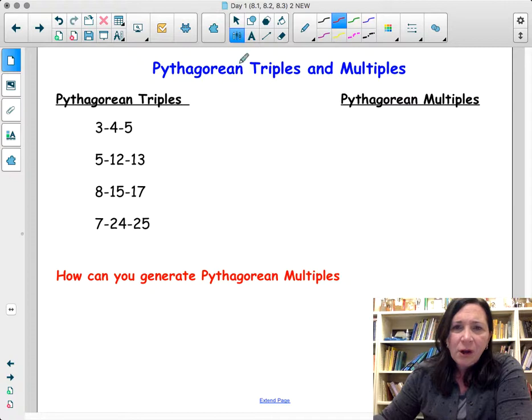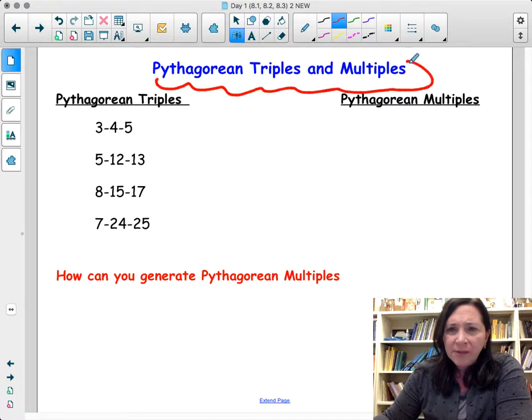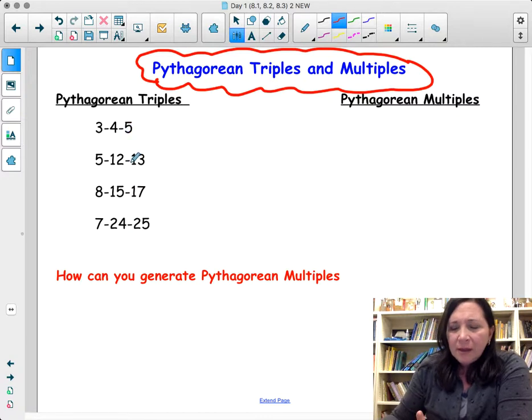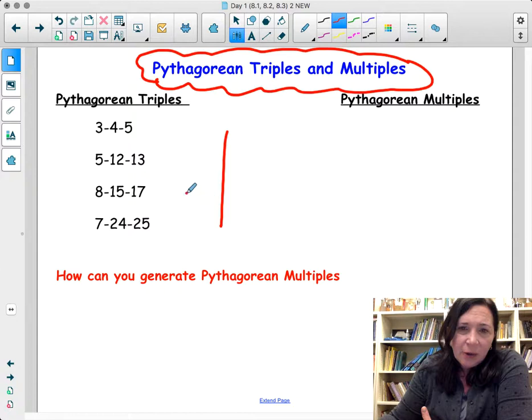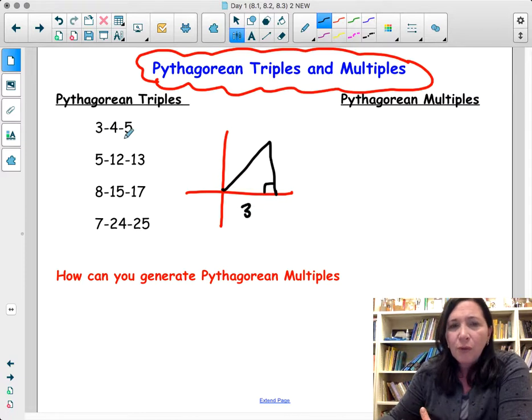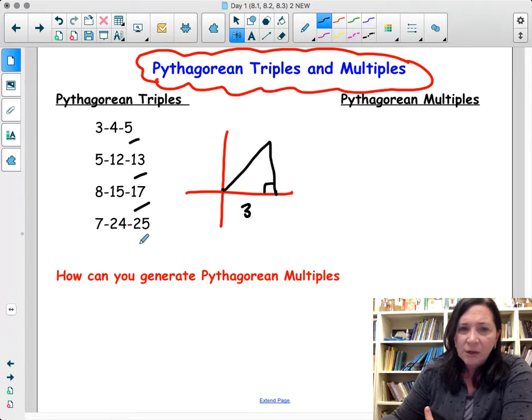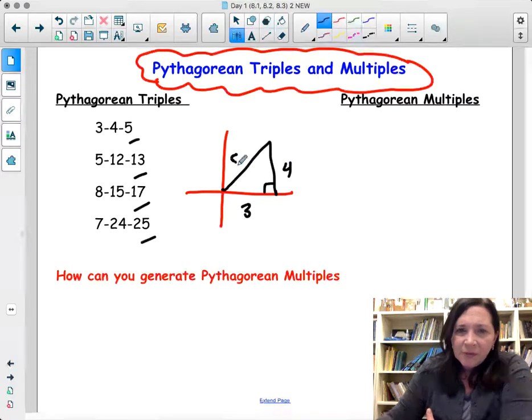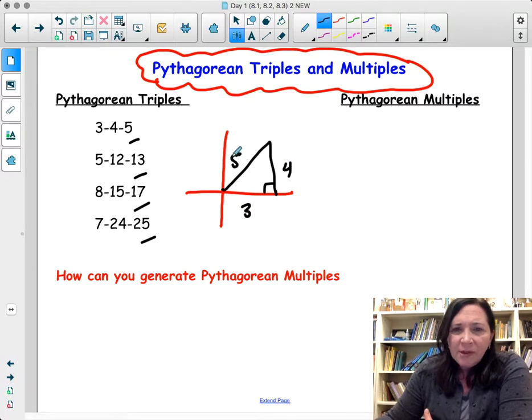We have something called Pythagorean triplets. These triplets are basically three numbers that work all the time with a right triangle. So if I had a right triangle and I knew that one of my sides was 3, you know the hypotenuse is always going to be the largest side. There's 3, and then you have 4, and then here's 5. 5 is going to be my hypotenuse.